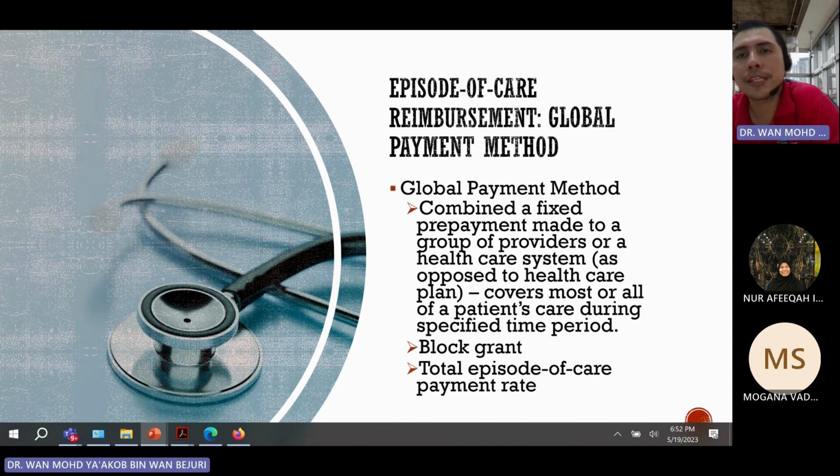Okay. So the next type of episode of care reimbursement is the global payment method. The global payment method basically combines a fixed prepayment made to a group of providers or a healthcare system. So basically it covers most or all of a patient's care during a specific time period.